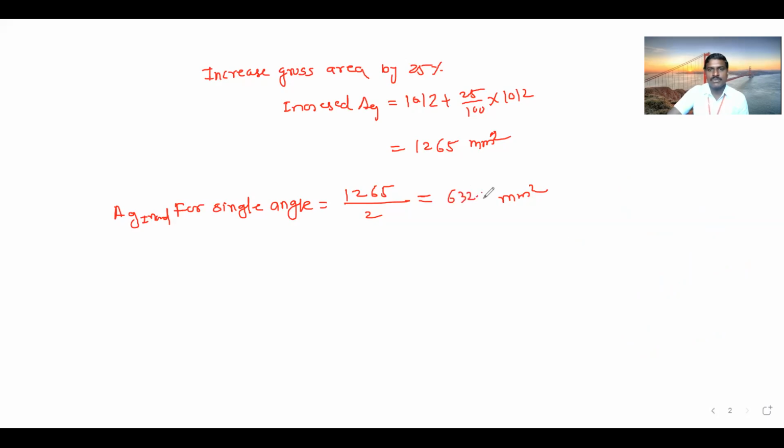632.5. It means whatever area 1265 is required for both angles. म्हणजे दिलेल्या लोड साठी 230 किलोन्यूटन लोड दिला होता, त्याच्यासाठी 1265 is the required area. And for that we have to provide two angles. So what we have to do? जर 1265 ला जर डिवाइडेड बाय 2 केलं तर हा एरिया एका अँगल साठी आपल्याला यूज होईल. So 632.5 mm square is the area for one angle.